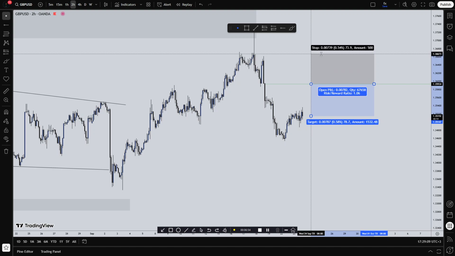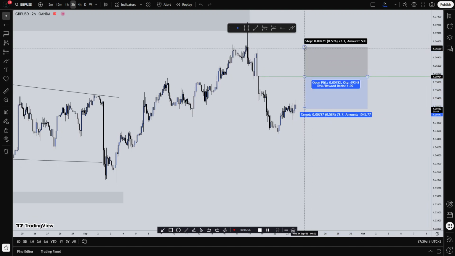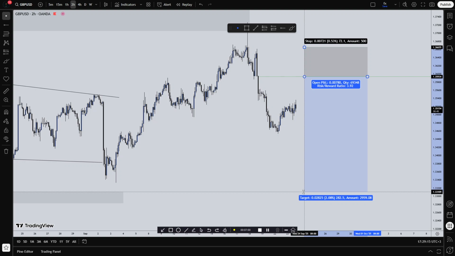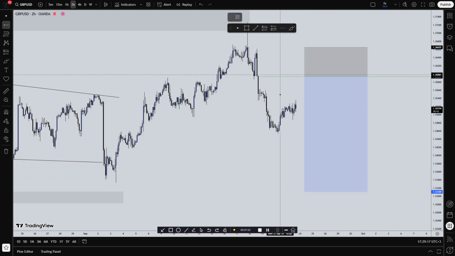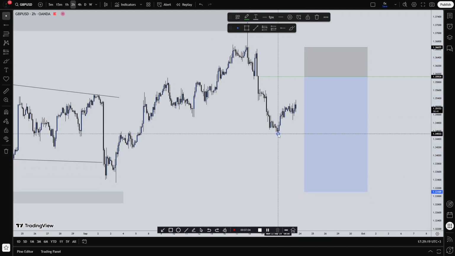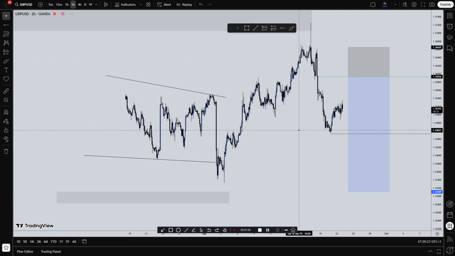Once the price taps this area, my sell limit was already set up. So if price taps this area, I look to take this trade all the way to this area. But when we tap the previous low over here, I'll be looking for a break even. I'll be moving my stops to break even.